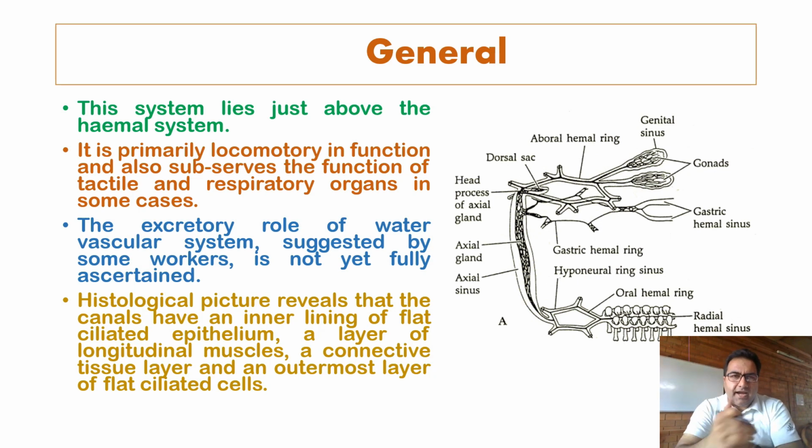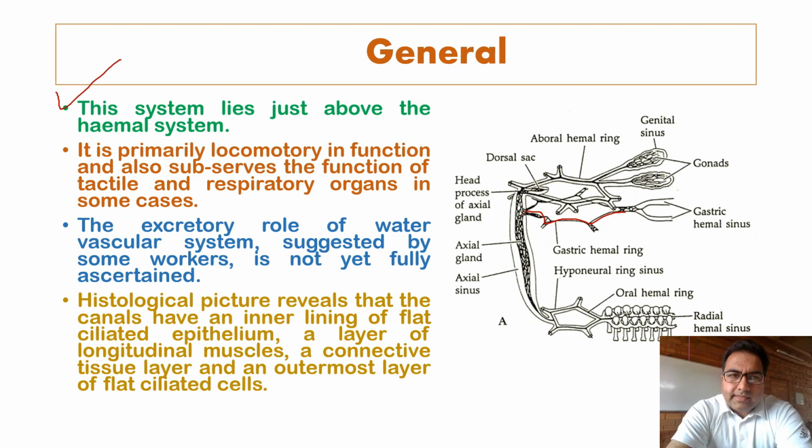Now let us have a general idea. First of all, what is the general plan? This system lies just above the hemal system. So what we are seeing here is the hemal ring. This is the hemal ring. So we are seeing that this very system, that is the ambulacral system, is seen just above the hemal system. So above the hemal system is the water vascular system. So the first important point.